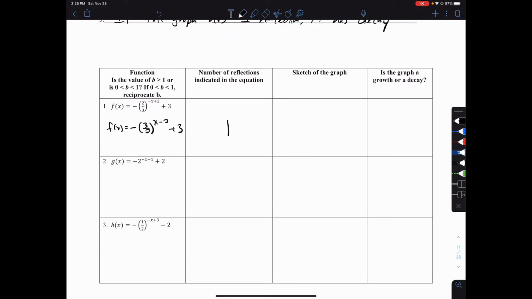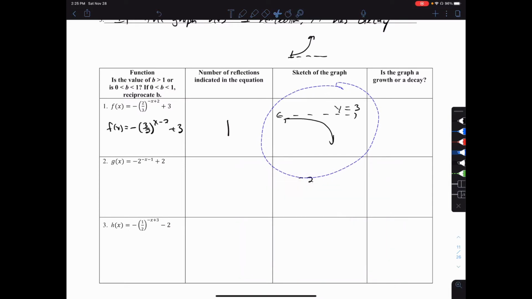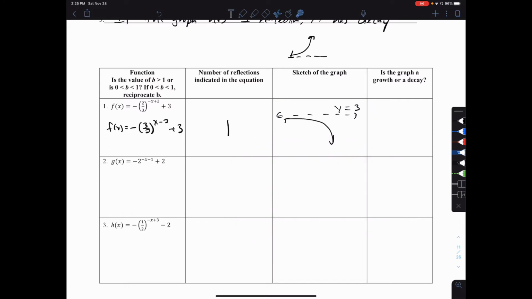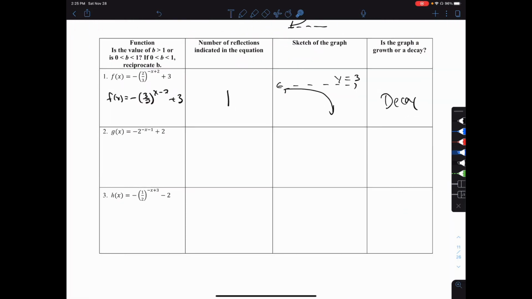So normally, the sketch of an exponential function looks like this. Since we have a vertical reflection, it's going to be below the horizontal asymptote. And the horizontal asymptote is going to be at y=3 because that's what k is. As we can see, this is going to be decay. We knew that coming into it, because it has one reflection. One reflection is decay.